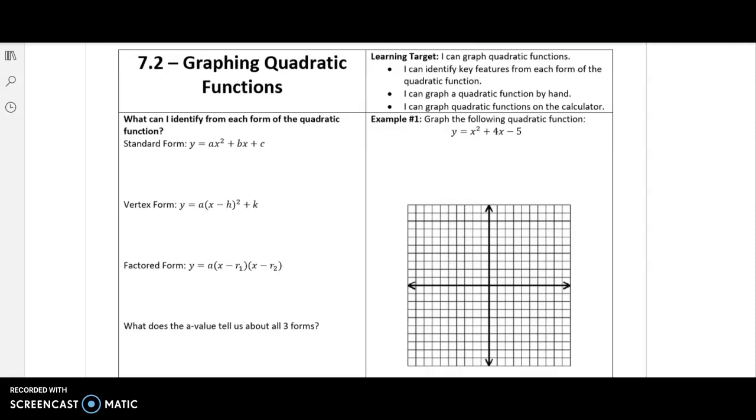So the first thing that we can do is look at each of the forms of a quadratic function and how some of those pieces help us to find key features of that function. So if we look at the first one, you can see here on the left, it's called standard form, okay? And in standard form, the c value actually tells us quite a bit. The c value tells us the y-intercept.